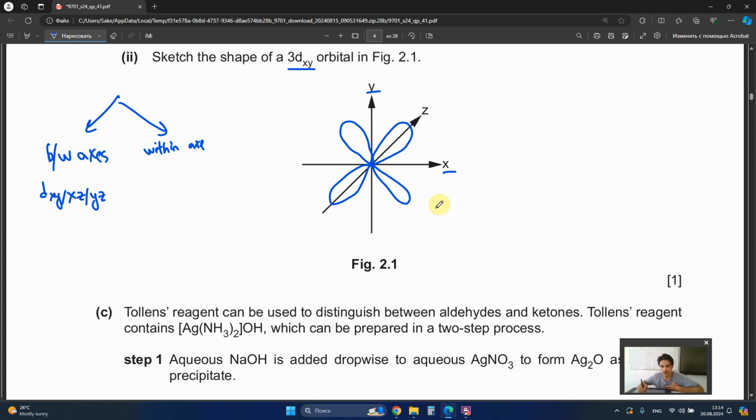And same for xz. While the second type of orbitals, just to mention them, is dx squared minus y squared and dz squared. So it's all about orbitals shown around the same axis. So it's not between, but around or within the axis.